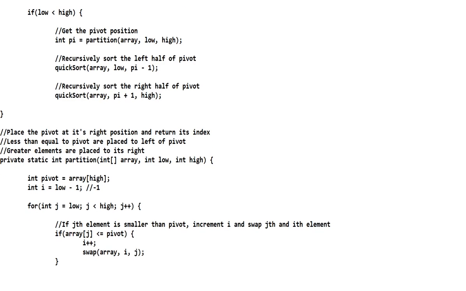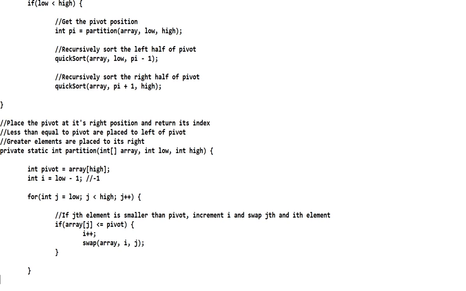So this will place all the less than equal to elements to the left of the pivot, and the greater elements to the right of the pivot. We are incrementing the ith index whenever we do the swap. If the jth element is less than equal to pivot, we grab that element and place it at i plus 1 index. If the element is greater, we do nothing, we just increment the loop.